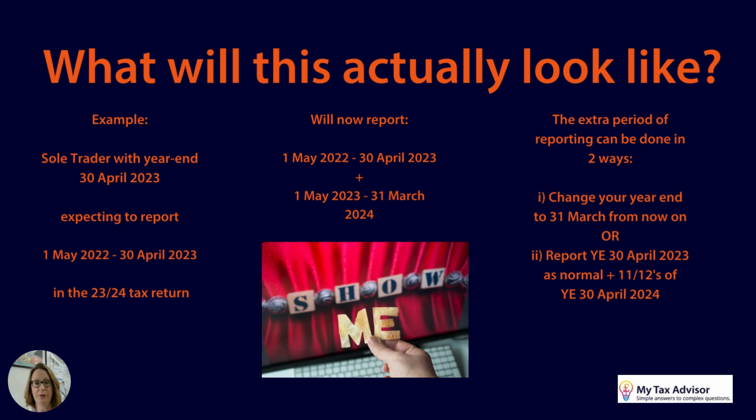So there's this extra period of transitional profit that's being brought in, and you can report that additional profit in one of two ways. Either you can change your year end and bring it all the way up to the 31st of March 2024, and you have a long period of accounts. Or you can continue with your existing period of account.